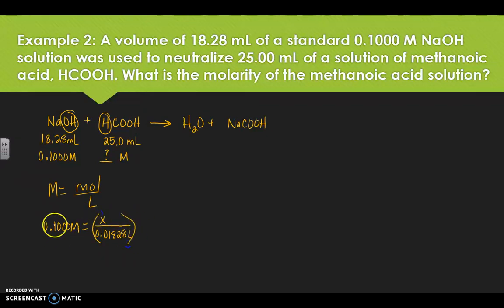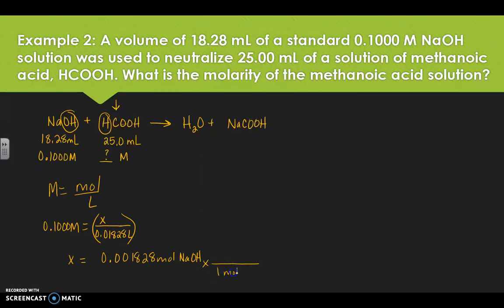Okay, multiply both sides. I'm not going to do the math because you already know how to do it, but X here is going to be equal to, oh, maybe I should do the math because I don't have it already answered. All right, that gives us 0.001828 moles of NaOH, but we don't want moles of NaOH. We want to get to this thing.